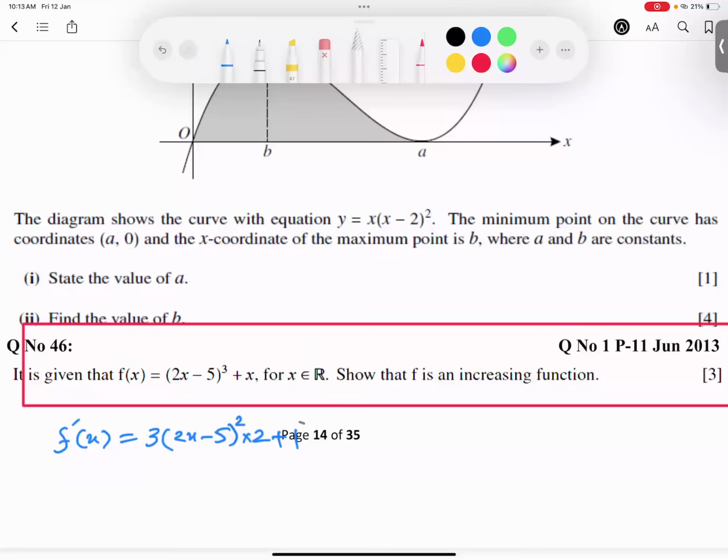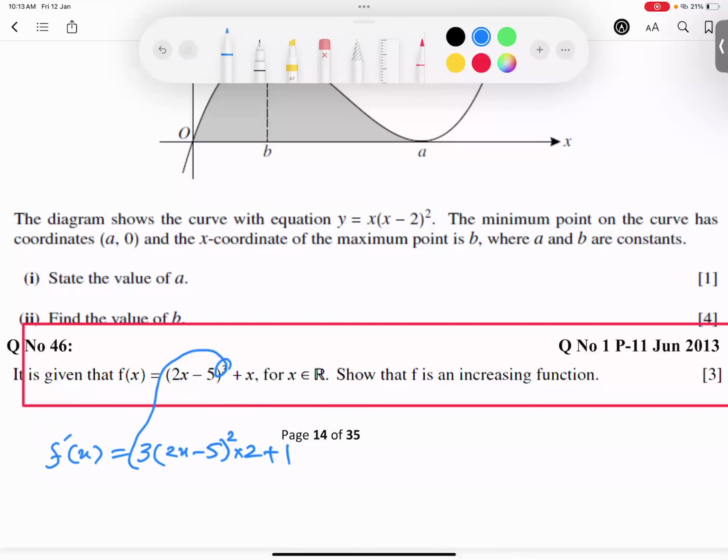Wait a minute, this is getting mixed up, so I'll drag it down. Okay, I repeat once again. 3 comes down, power 1 less, power becomes 2, into the base derivative 2, done. And the x derivative is plus 1. So my first derivative is done. Let me complete it: 3 times 2 is 6. I can say 6 times (2x - 5) to the power 2 plus 1.